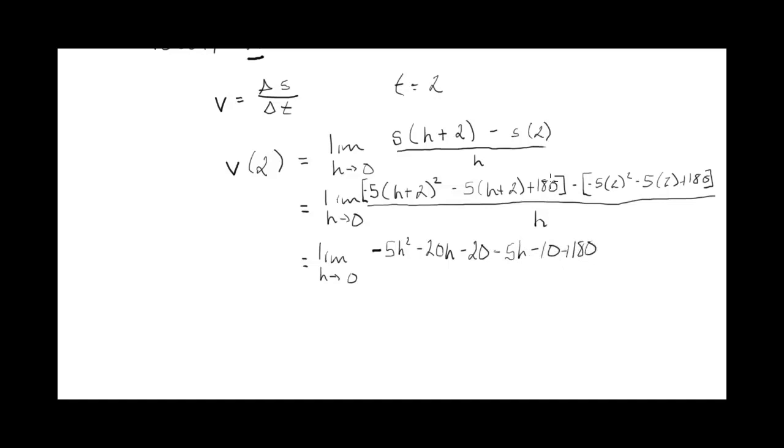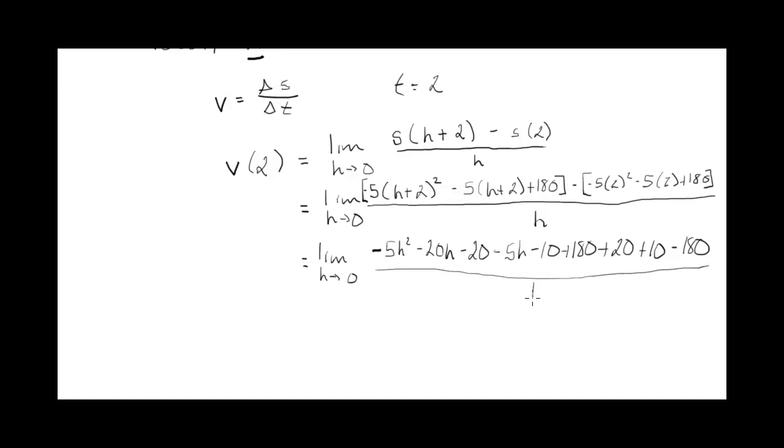So that's the first big bracket. Now you need to expand this. So you have 2 squared is 4 times minus 5 is minus 20, but you have to distribute the negative sign, so you have plus 20. And here you have minus 5 times 2, so that's minus 10. Distribute the negative, so you have plus 10. And then the negative gets multiplied by 180 to give you minus 180.